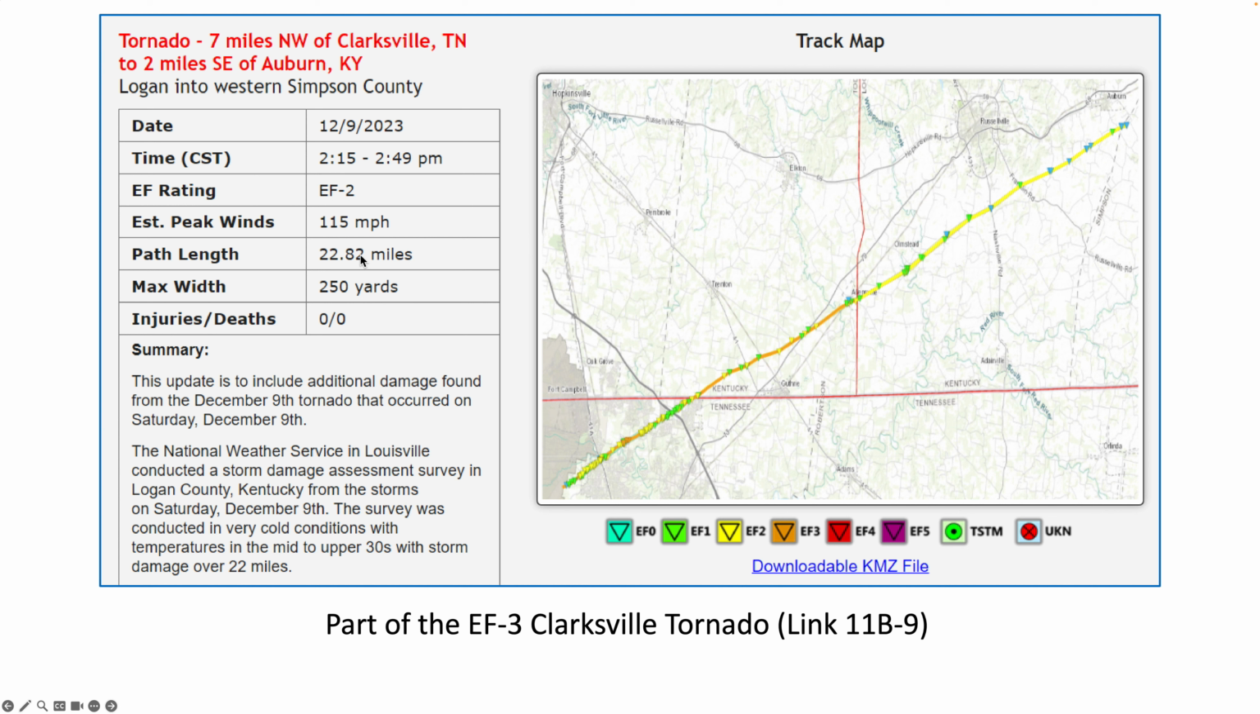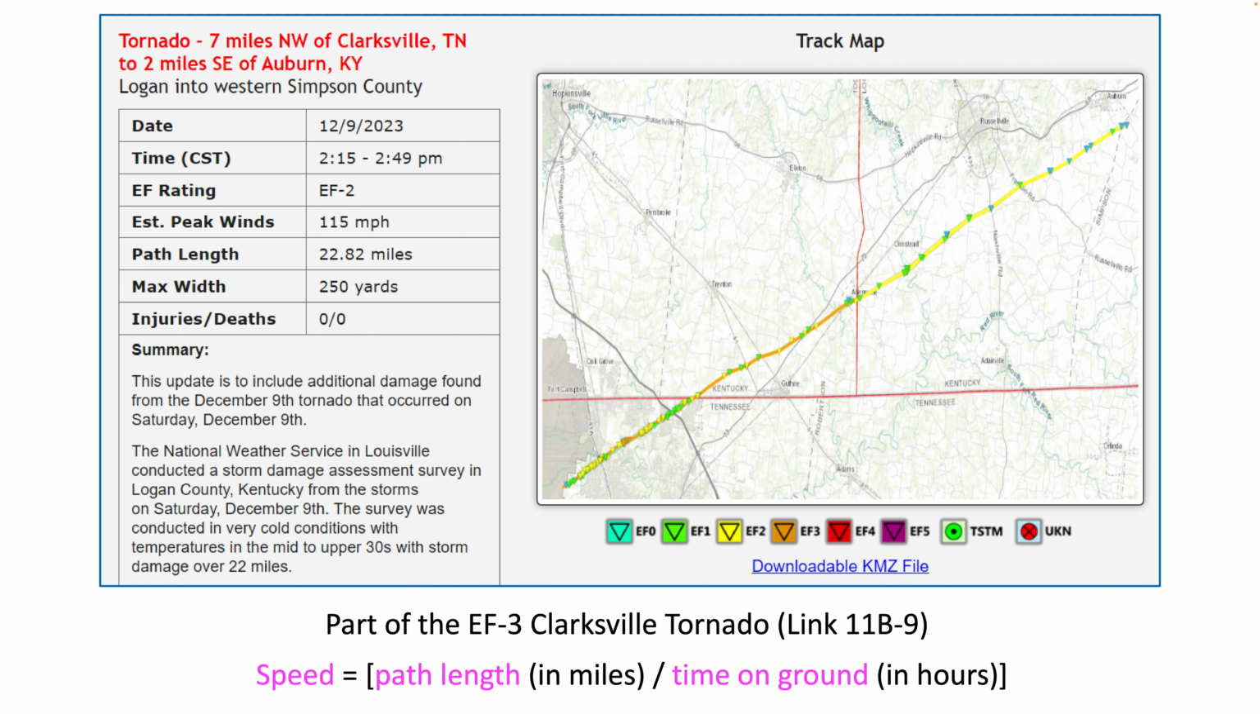Here's the path length, that's a little bit shorter than 23 miles, and the maximum width of this tornado was 250 yards. So think about that. That's 2.5 football fields wide. So that's really, really wide. And luckily, this is a very, very rural area, so there were no injuries or deaths associated with this part of the tornado. I do believe the Clarksville tornado actually did kill a few people, unfortunately.